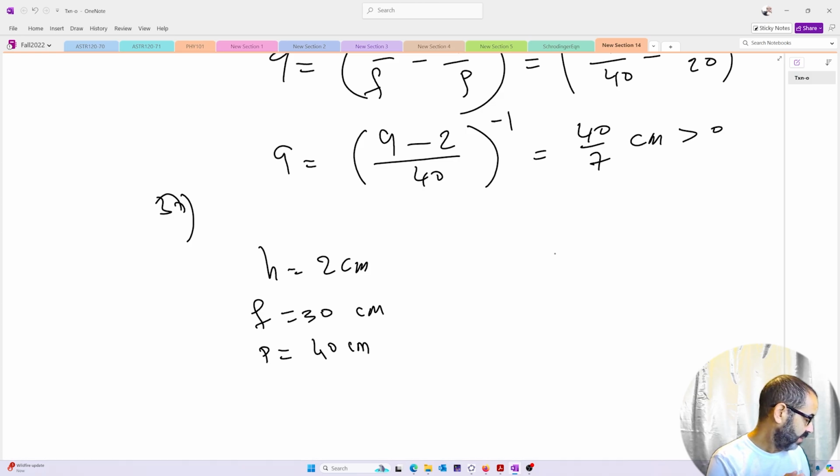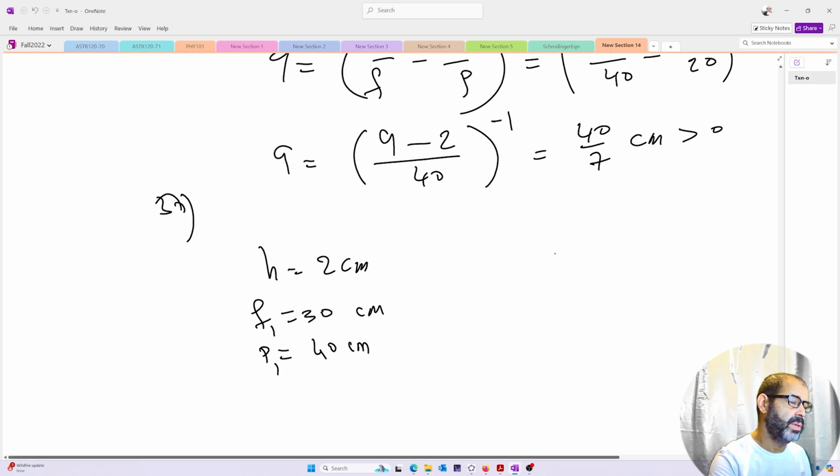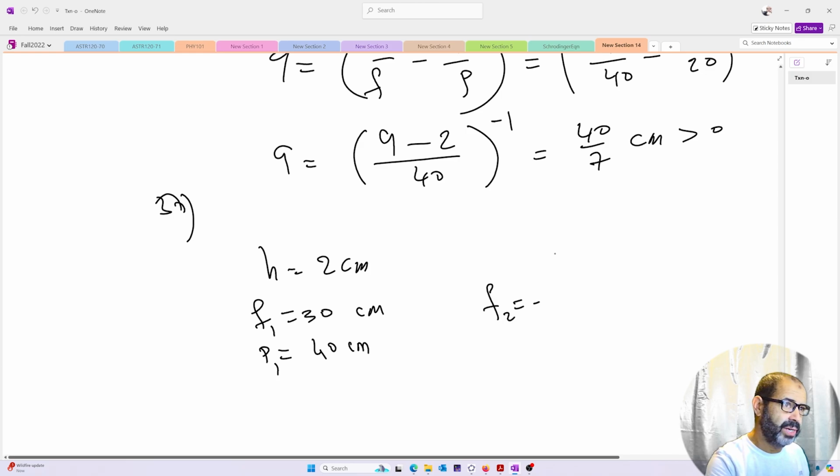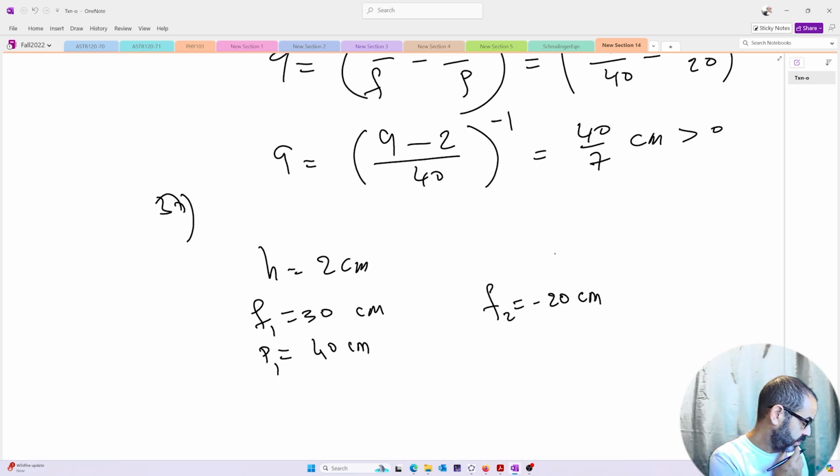A diverging lens having a focal length. So we need to label this thing. So this is F1 and this is P1, okay? We have to be careful here. So I have another lens whose focal length is equal to negative 20 centimeters. It's a diverging lens, placed 110 centimeters from the first lens.